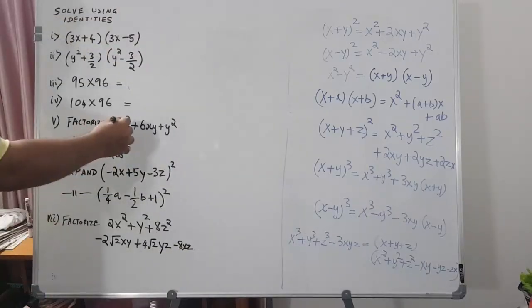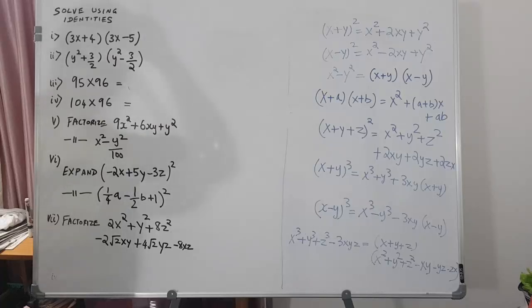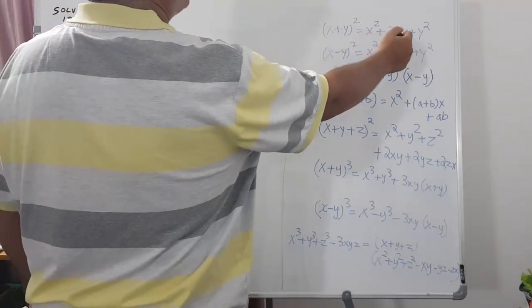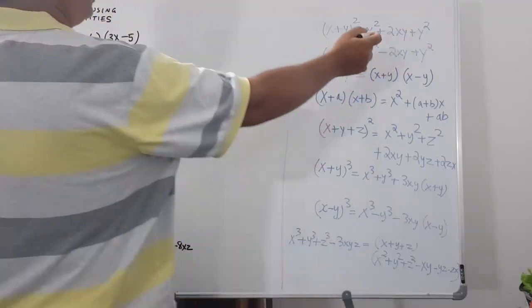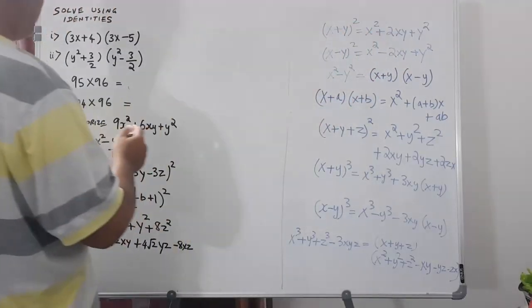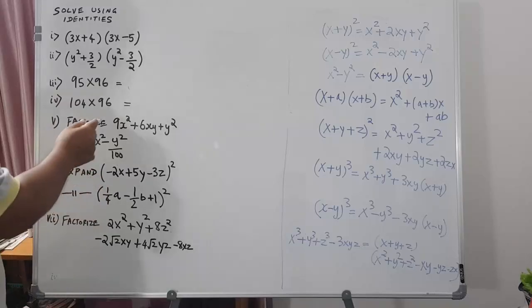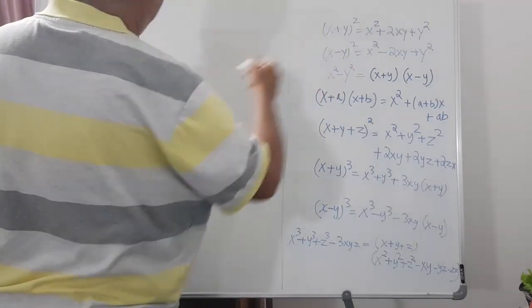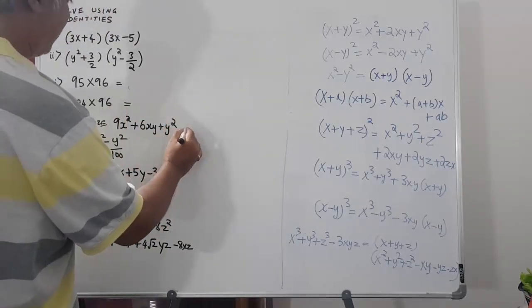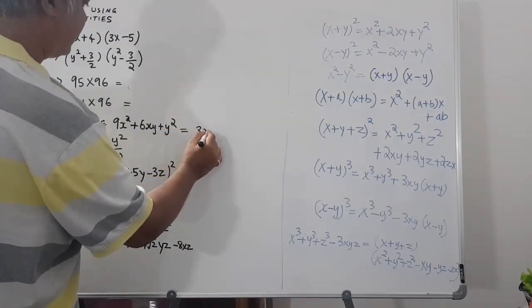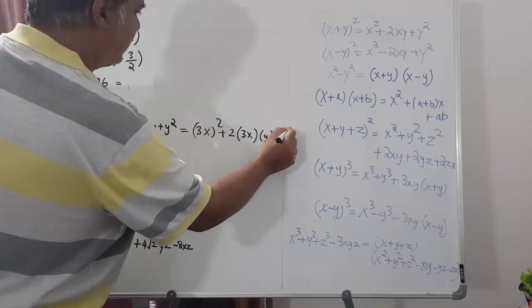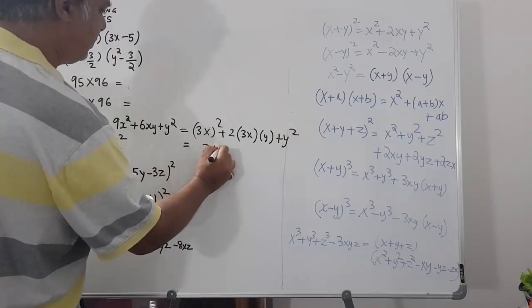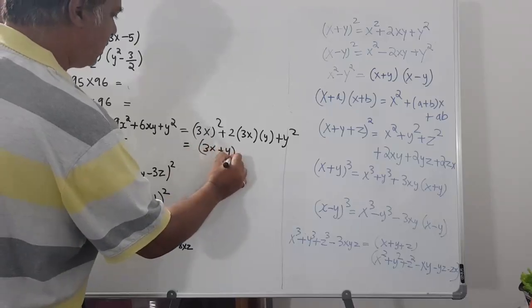9,984. Factorize 9x squared plus 6xy plus y squared. That looks like x squared plus 2xy plus y squared, because in place of x we have 3x here. That's why it is looking like 9x squared. And in place of y again we have y. So this can be written as (3x) whole squared plus 2 into 3x into y plus y squared. Okay, that gives us (3x + y) whole squared.